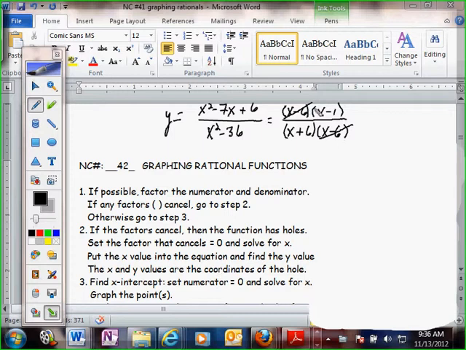So if I take my factor x minus 6 and set it equal to 0, x minus 6 equals 0, I get that x equals 6.